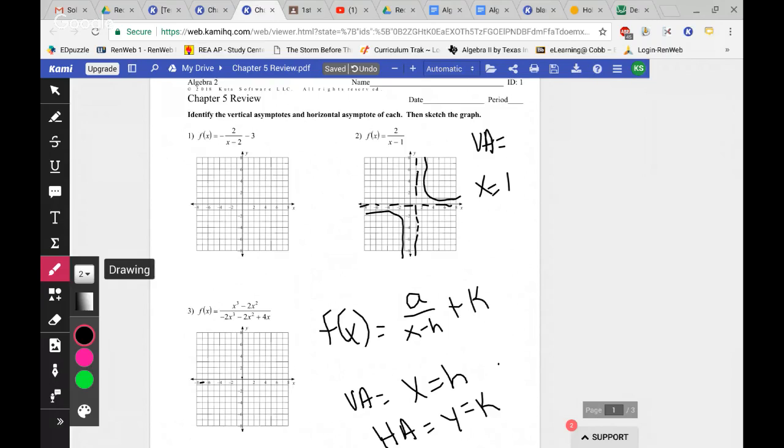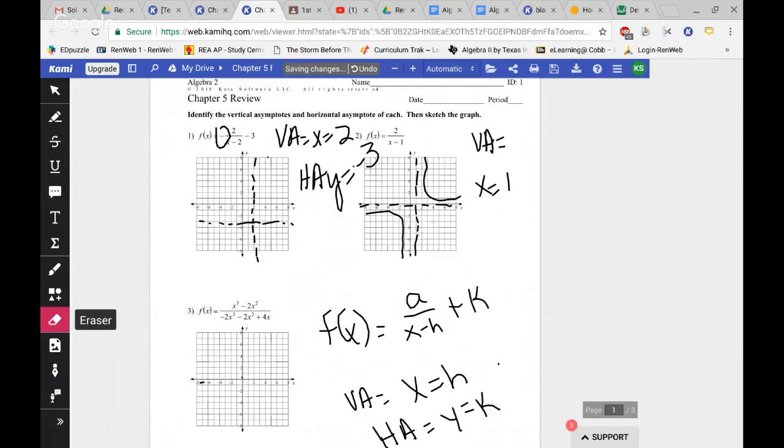And on this one over here, the vertical asymptote is x equals 2, and the horizontal asymptote is going to be y equals -3. So it will look like this. Oh, it's a negative out front, so you're going to flip where those are too. That negative out front flips where you draw the graph.